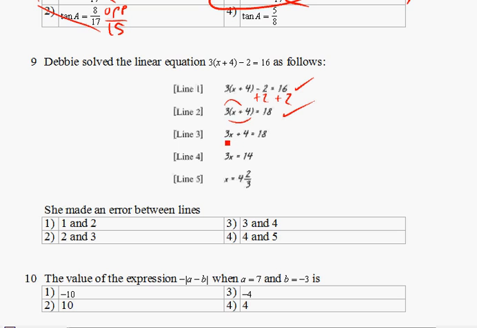In this case, 3x is correct, but the 4 is incorrect. You need to distribute the 3 into the 4 also. 3 times 4 should be 3x plus 12 equals 18. Okay? So the error occurs between line 2 and 3. So that is choice 2. That's where the mistake happens.